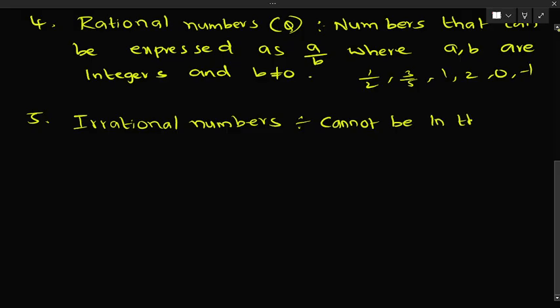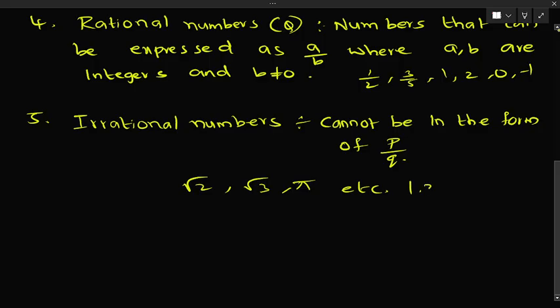In the form of p by q. Then what are the examples? For example, root 2, root 3, root 5, etc. These are the irrational numbers. For example, 1.2345 and so on. We don't know the end of these numbers, so it is considered an irrational number.